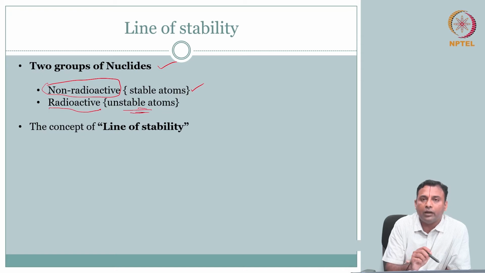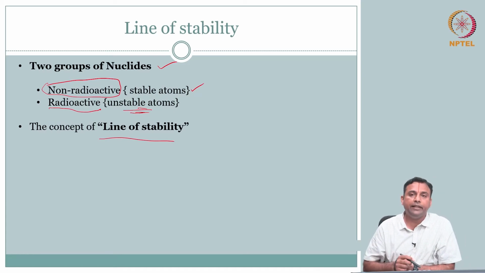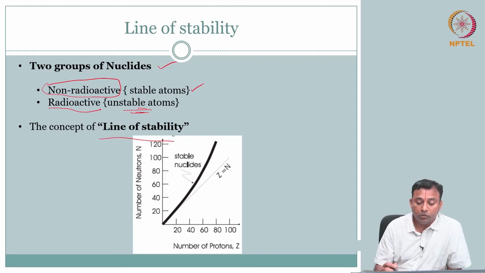When we talk about unstable atoms which are radioactive, can we talk about their stability? We just talked about binding energy and binding energy per nucleon. Is there any clue on what could be unstable? That is where the concept of the line of stability comes into the picture. Before you jump, the straight line here is not the line of stability. The line of stability is actually this curve that you see.